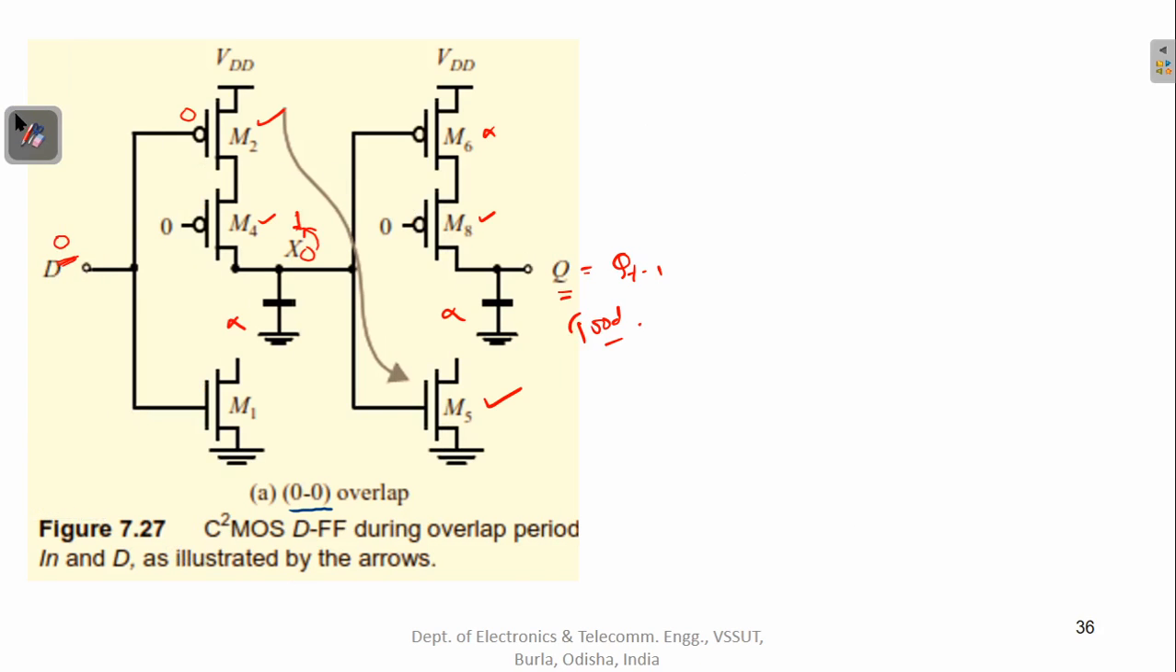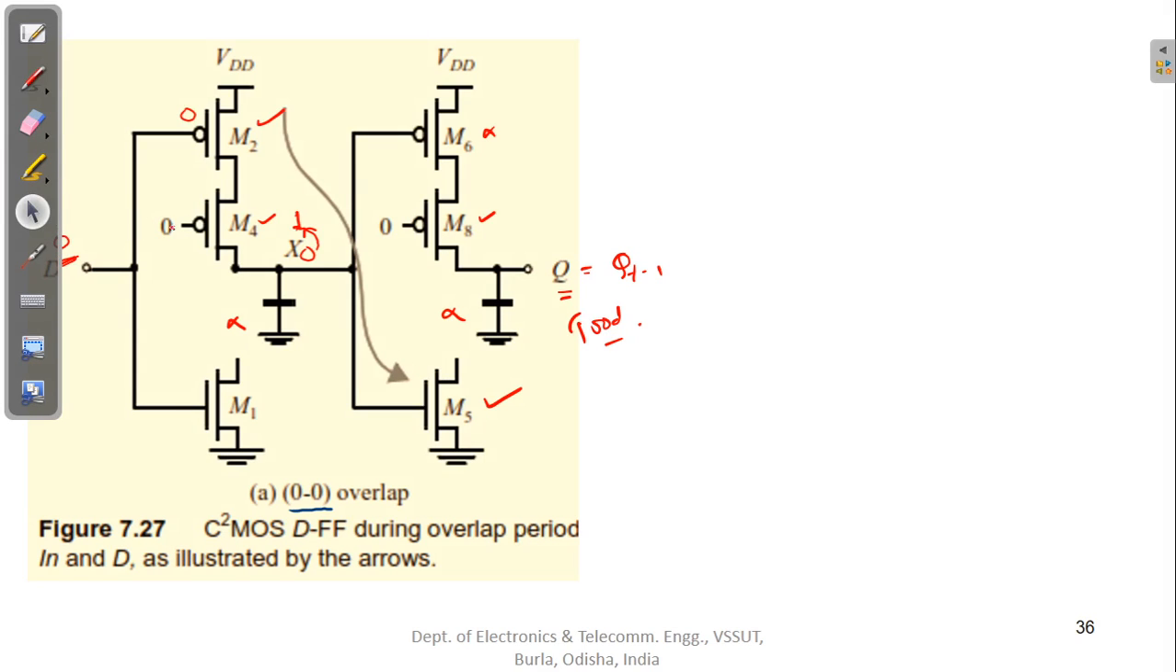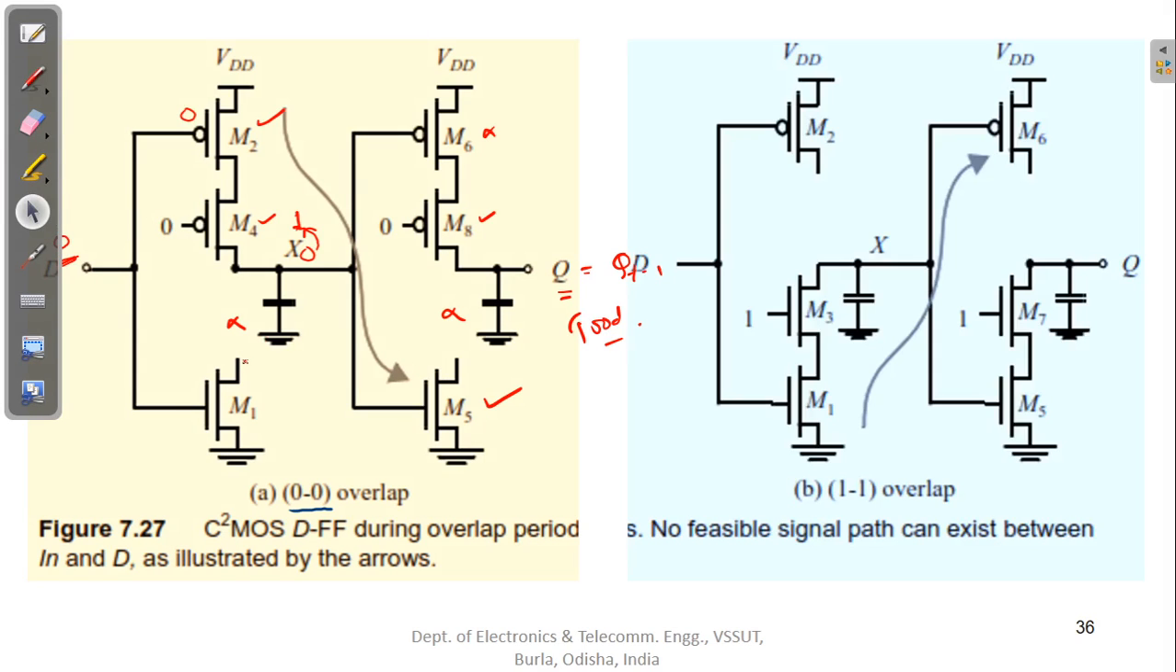And similar things will happen under this 1-1 overlap. Look at here, when clock and clock bar both are 1, this is the situation: this is open circuit, not available; the clock is 1, this will make this on; and this is not available.